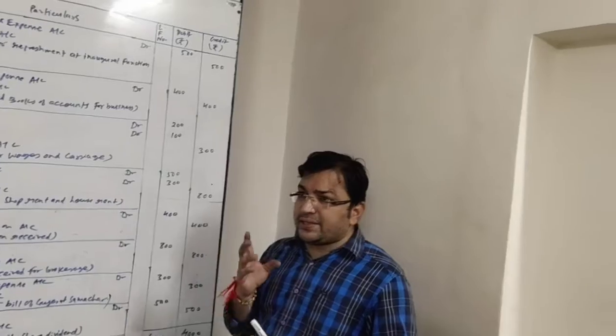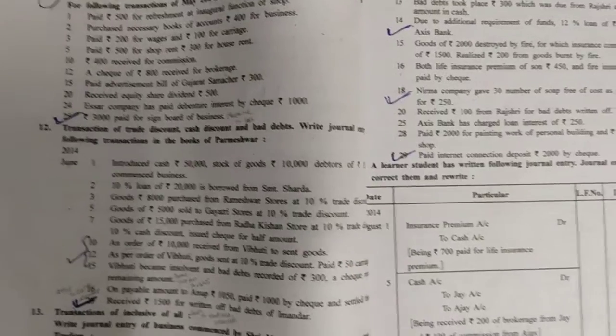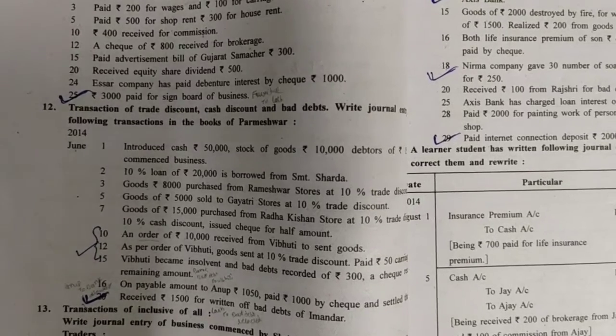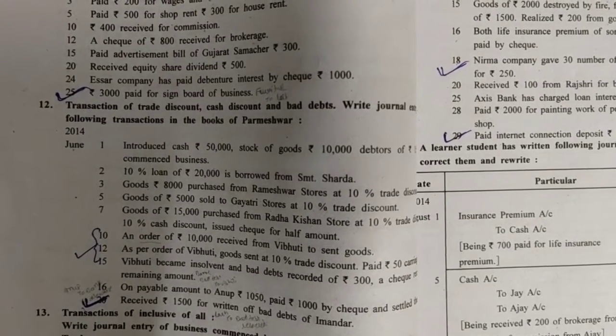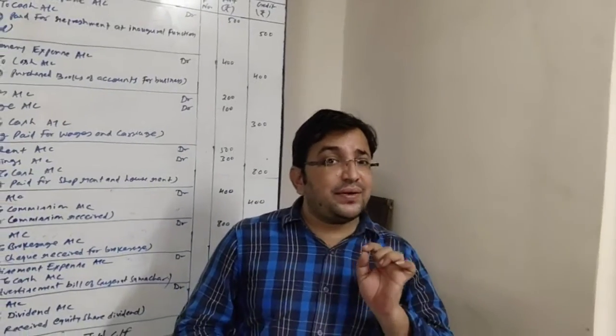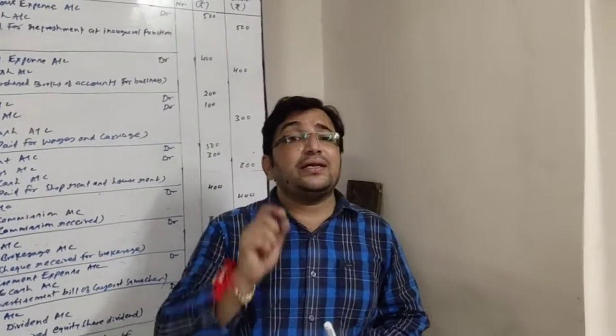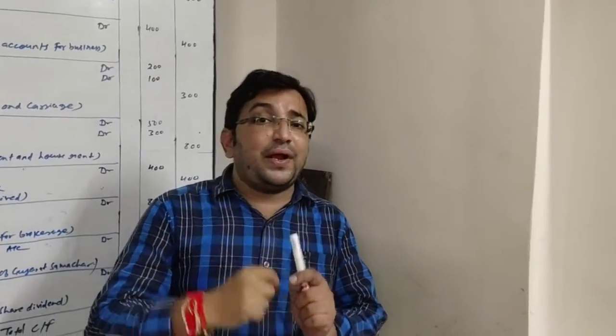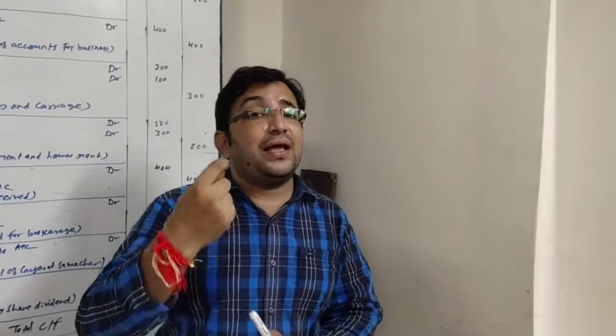Okay. Next transaction on date 20. Received equity share dividend rupees 500. Equity share dividend. Earlier also we have discussed about this. What is dividend? It is a return on investment in shares. You are buying shares of any company, and when company makes profit, a part of profit company declare as a dividend. So we receive some income from company from their profit.